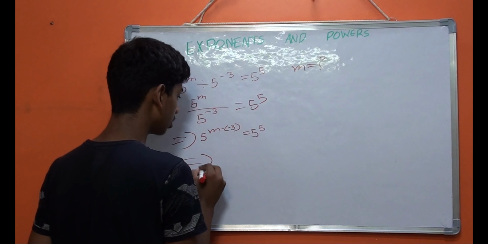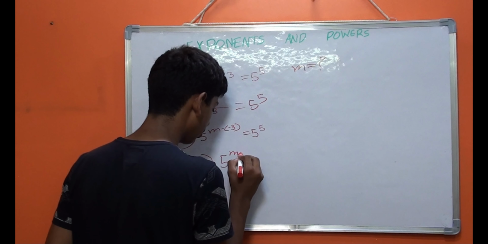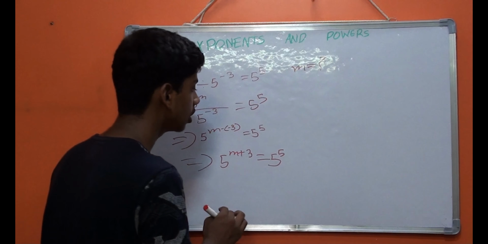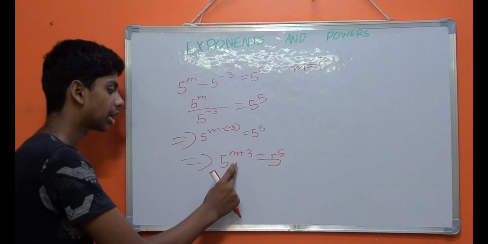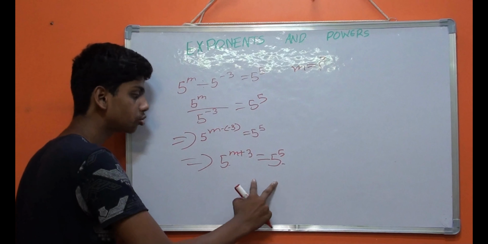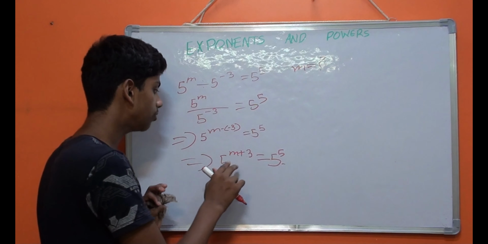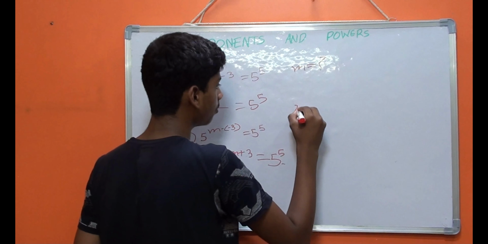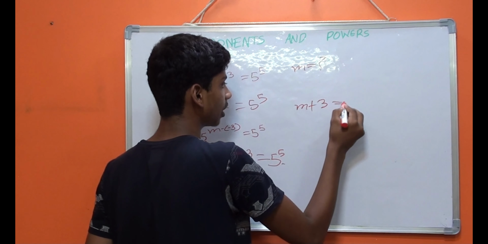Now this equals 5 power m plus 3, which equals 5 power 5. Here the bases are the same. So these two are the bases. These two values are equal, then we can also equate the exponents. Then m plus 3 equals 5.